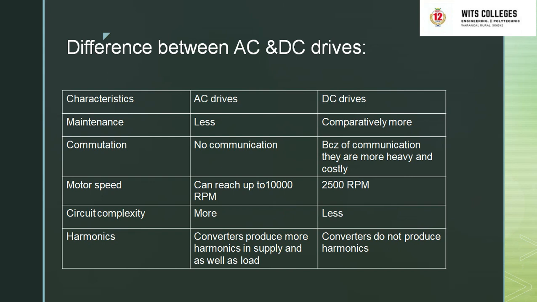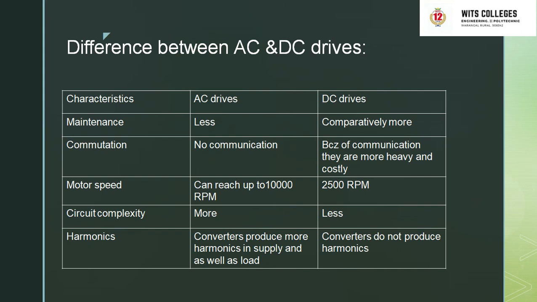Okay. Next one is motor speed. Motor speed can reach up to 10,000 rpm in AC drives, whereas in DC drives it can be up to 2500 rpm. Circuit complexity is more in AC drives, whereas in DC drives it is less.